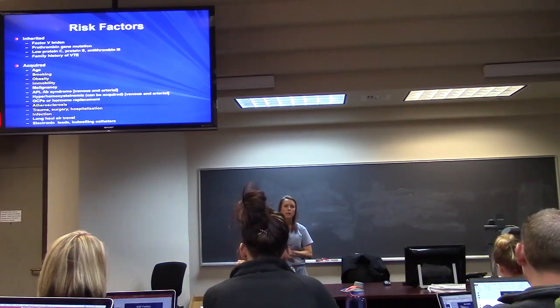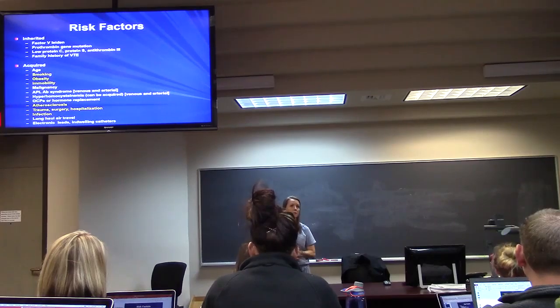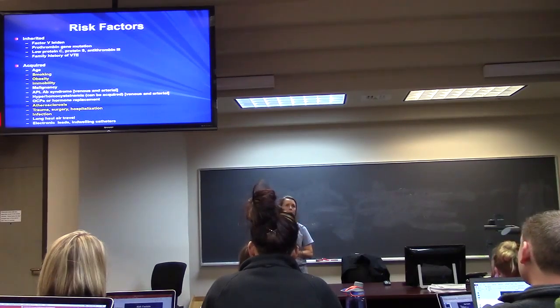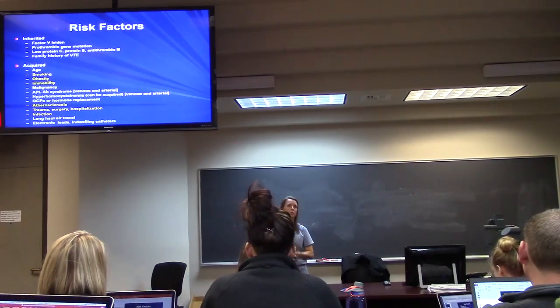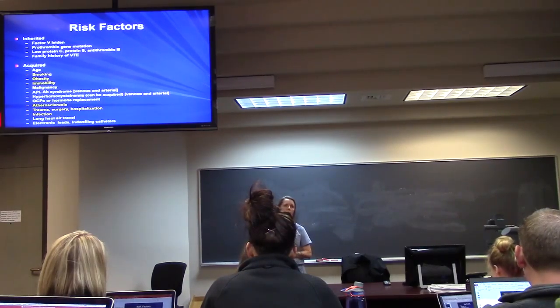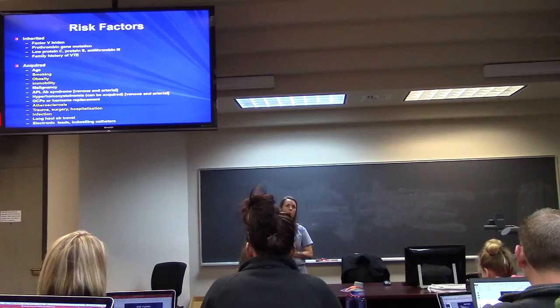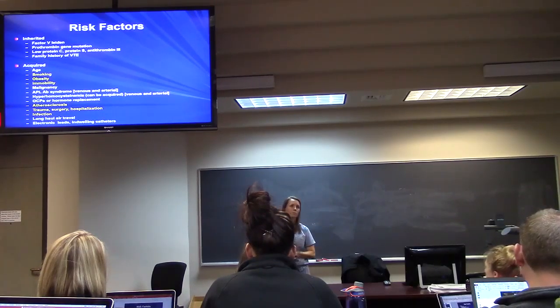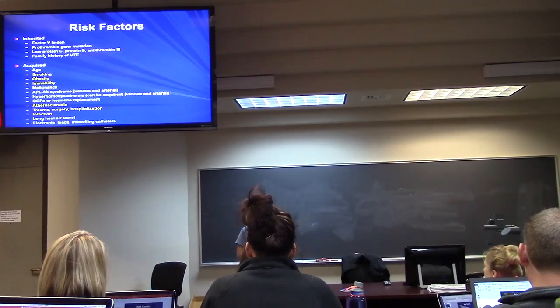Acquired: age, the older you get, the higher the risk. Smoking, obesity, again because of the estrogen. Immobility, which kind of goes along with Virchow's triad. Malignancy, pancreatic cancer is one of the biggest ones. Lung is also a big increased risk factor for blood clots. And antiphospholipid antibody syndrome, I've seen it once or twice. It's not very common. Hyperhomocysteinemia, I've never seen before.